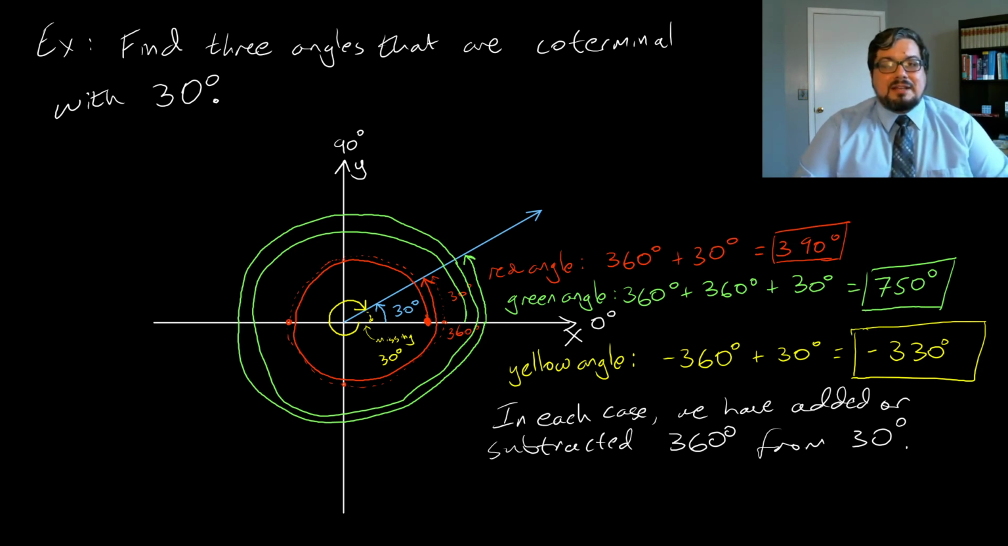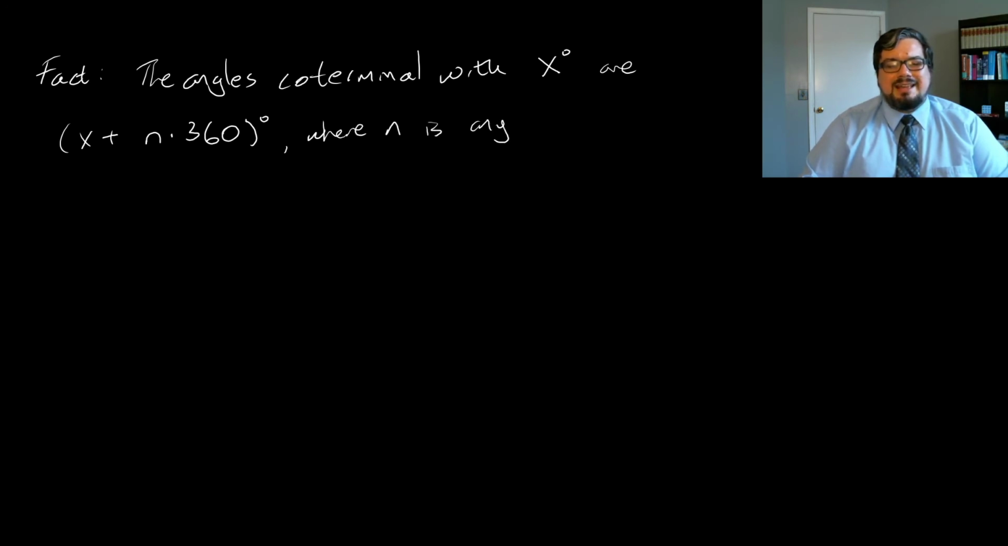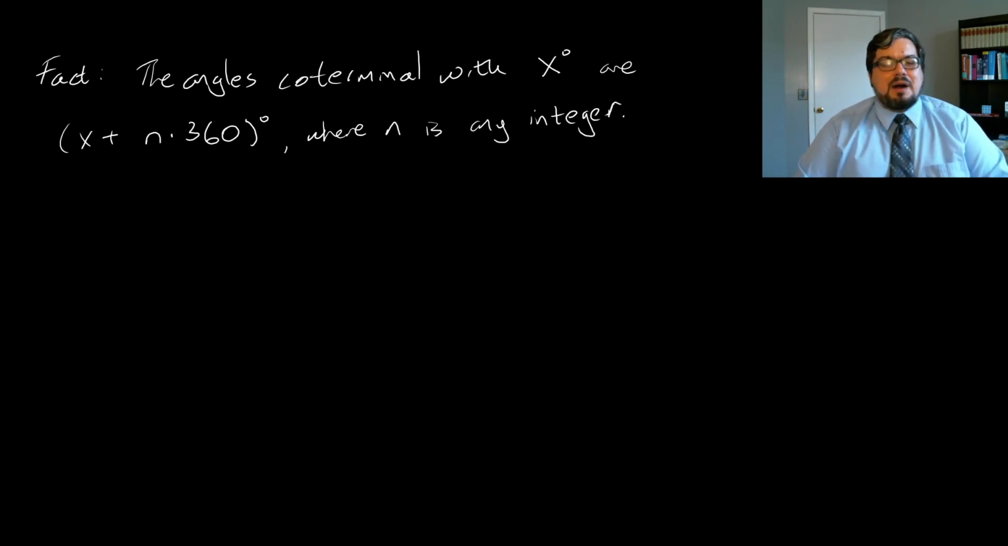So the way that this manifests itself when we start using algebra to describe it is the following. The angles coterminal with x degrees, where x is any number, are x plus n times 360 degrees, where n is any integer. And remember, that means that n could be positive or negative.